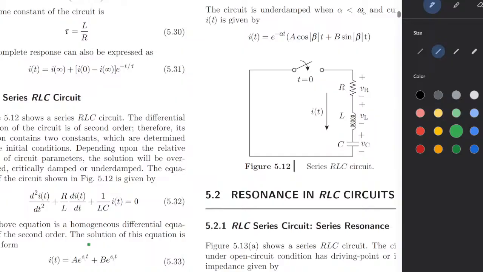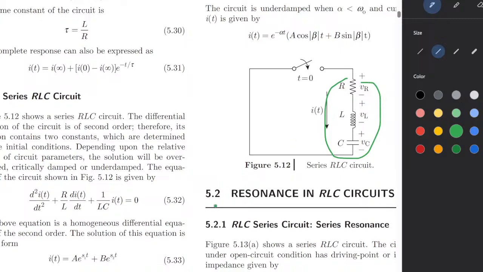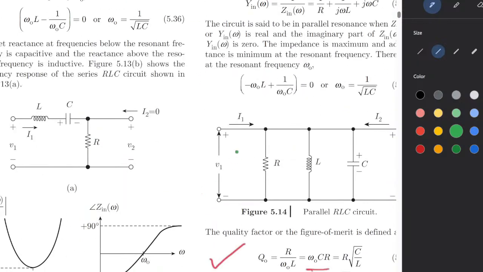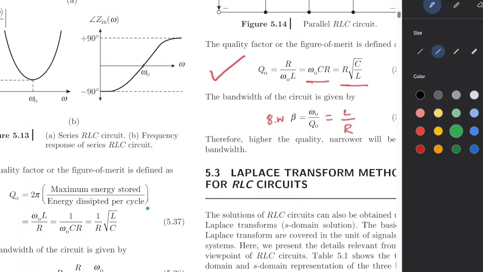The series RLC circuit: how do we look at it, and how is the series RLC circuit analyzed? In the parallel RLC circuit, how does it look? The quality factor is the maximum energy stored divided by the energy dissipated per cycle.